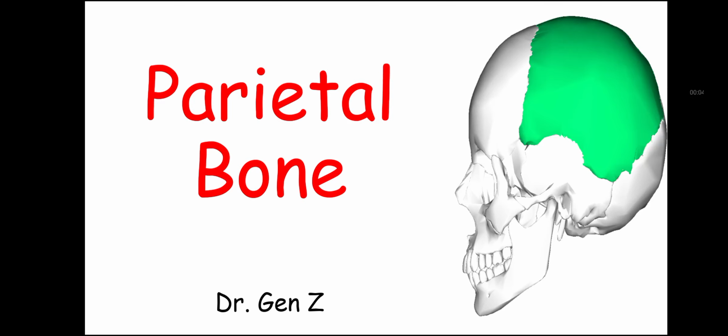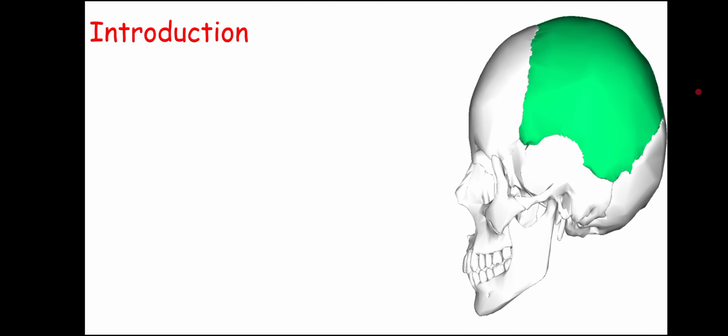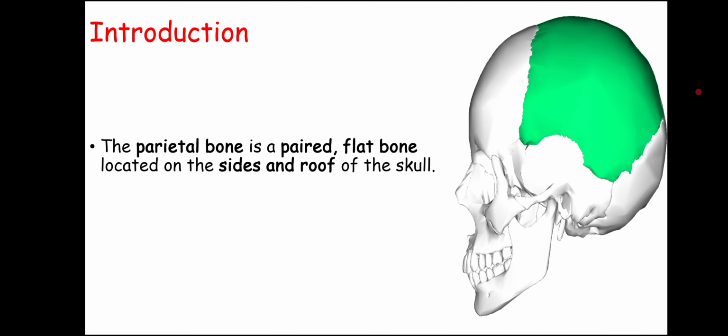Today we are going to talk about the parietal bone. Here you can see the skull and the green color bone is the parietal bone. Let's start our topic with an introduction of the parietal bone.